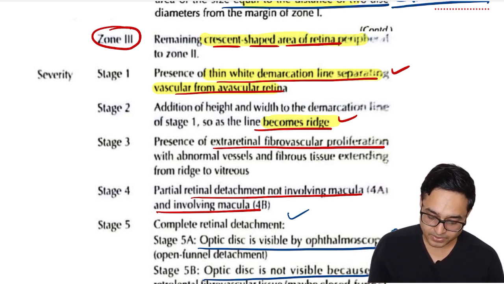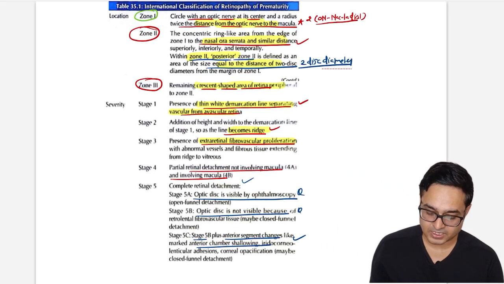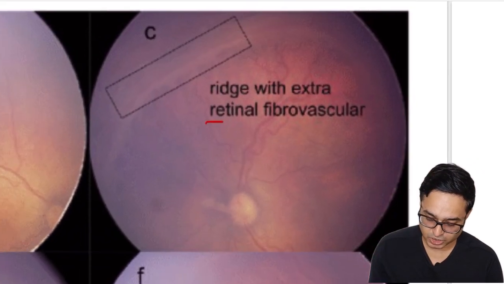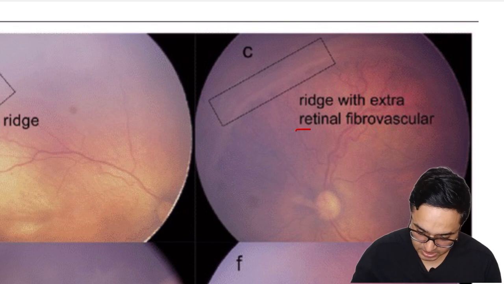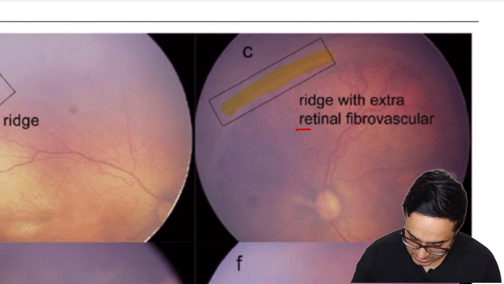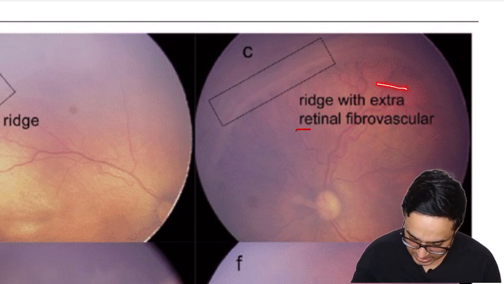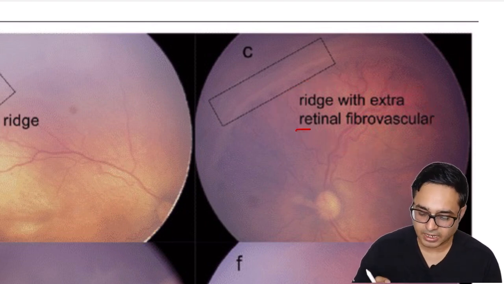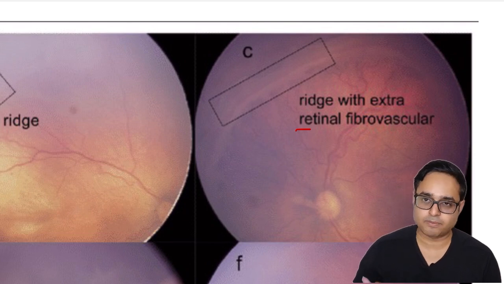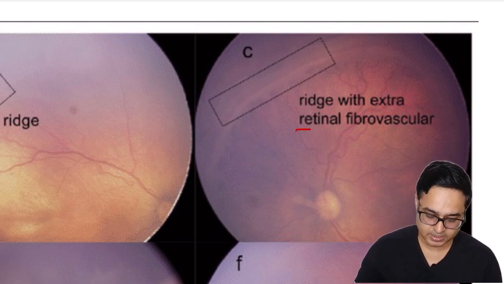What is stage 3? Extraretinal fibrovascular proliferation, which starts from abnormal vessels extending from the ridge to the vitreous. So this is extraretinal fibrovascular proliferation. Are you able to appreciate this ridge? Yes, this is ridge, and this is extraretinal fibrovascular proliferation. So in these two conditions, you are able to see stage 3: ridge with extraretinal fibrovascular proliferation. This is important to understand.